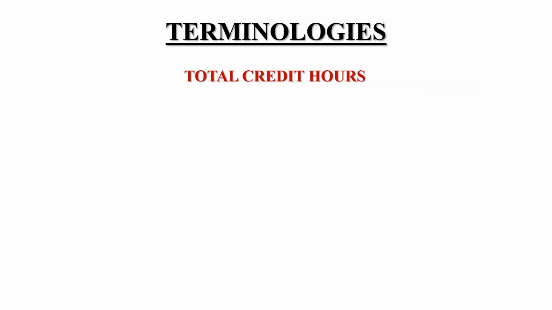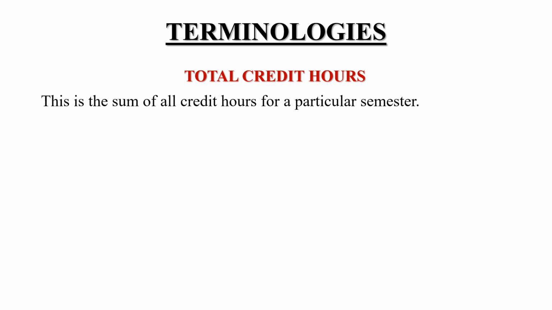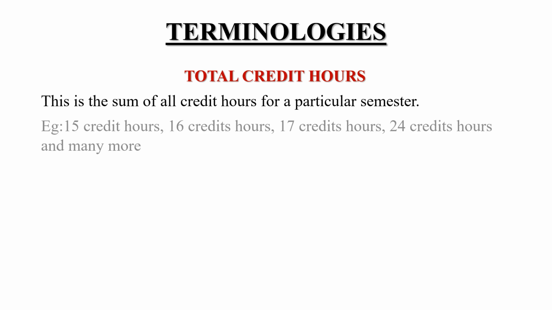And so to our next terminology, we have total credit hours. We've already learned that credit hours are the number of hours we'll be going for lectures within each week for a particular course in the semester. And so when we say total credit hours, it's basically the sum of all the credit hours for a particular semester. Some students may have 15 credit hours. That depends on the program that they are offering at the university. Some may also have 16 credit hours. Others may have 17 credit hours, and then 24 credit hours, and many more.